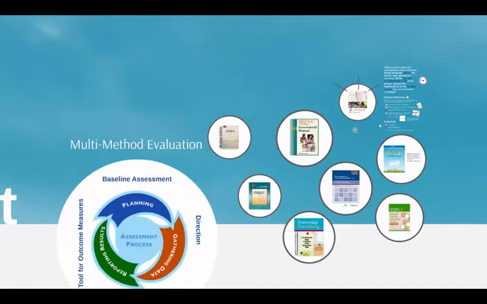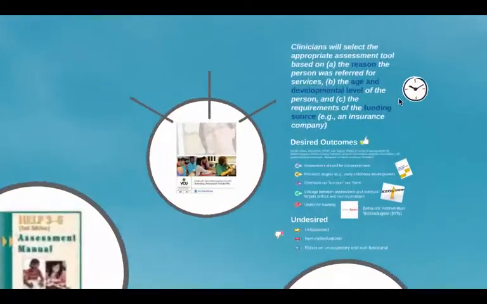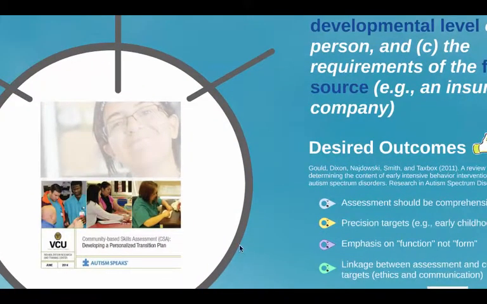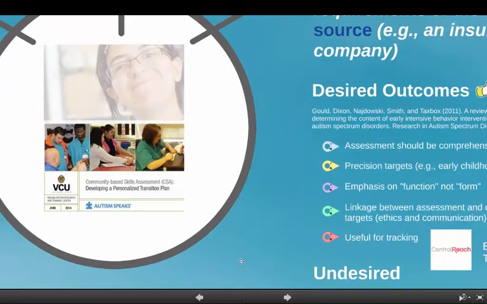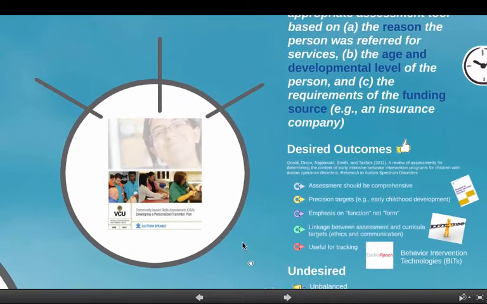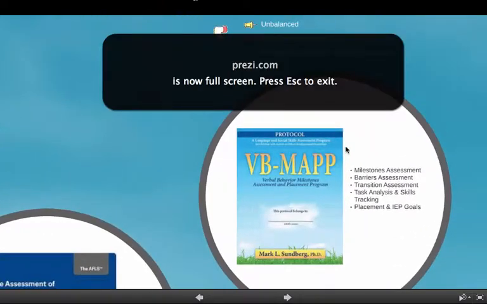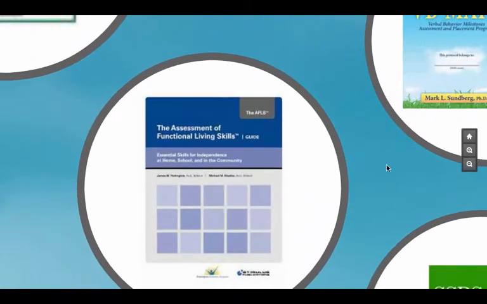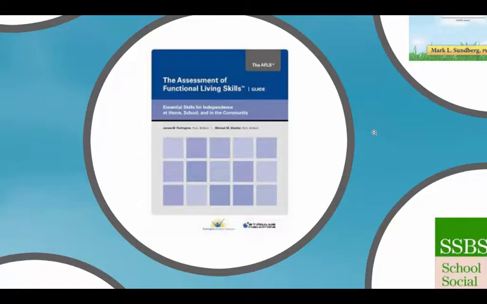So once again, I've got some examples here in terms of various types of assessment tools that could be used. For example, if we're working with a person in a community, we may use a community-based skills assessment. If we're working with an individual that's perhaps newly diagnosed or in the early years of development, maybe we'll use the VB-MAPP. If we're really focusing on their daily living skills, we may use the Assessment of Functional Living Skills, the AFLS.